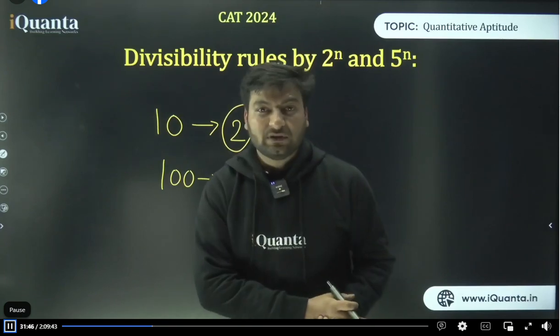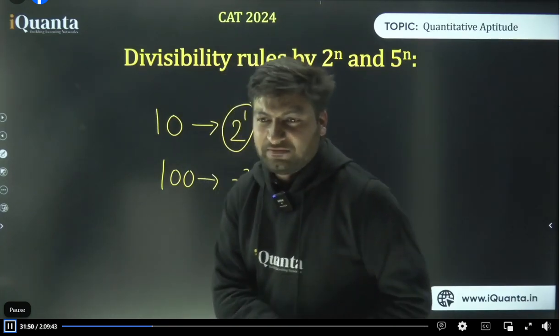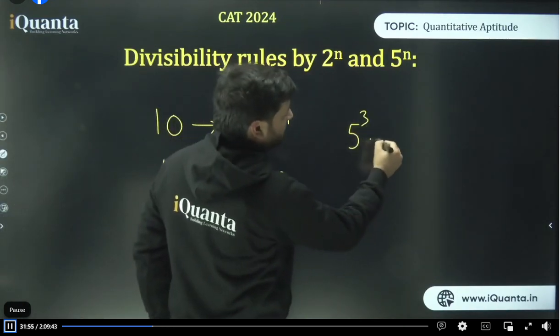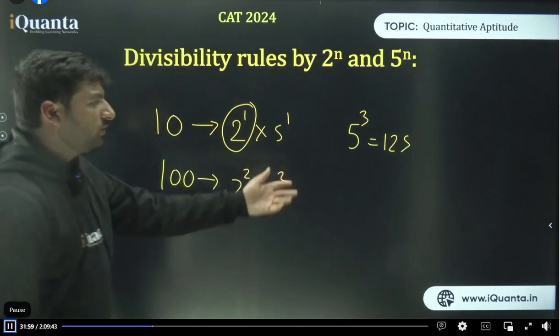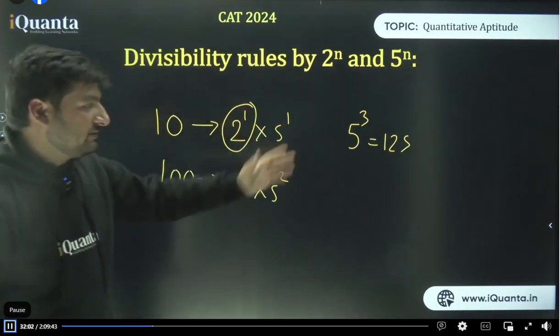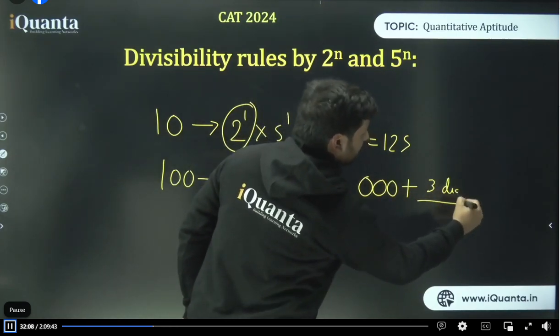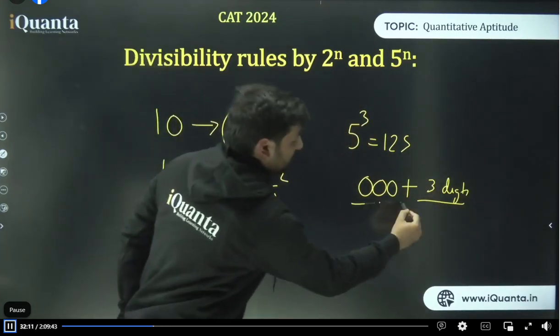I have given all sort of examples. Again for 5, 5 cube. Suppose you want to check 5 cube divisibility. 5 cube is 125. So you all know that a number having 3 zeros in the end will be divisible by 5. So what do you do? Separate the last 3 digits of that number. And this part will clearly be divisible by 125.